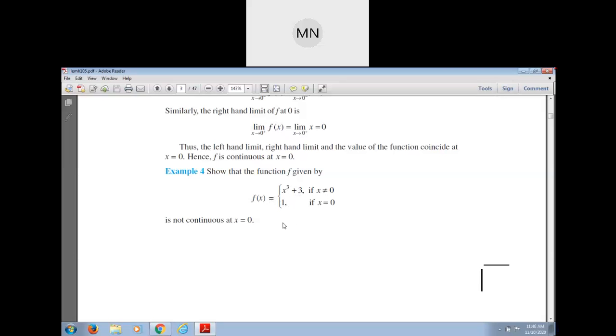Now we have to find f of 0 because we are checking the continuity at x equals 0. So we have to find the value of f of 0. Okay? So now can you tell me f of 0 is what? F of 0 will be 3? F of 0, only f of 0. Functional value when x equals 0, f of x is what?